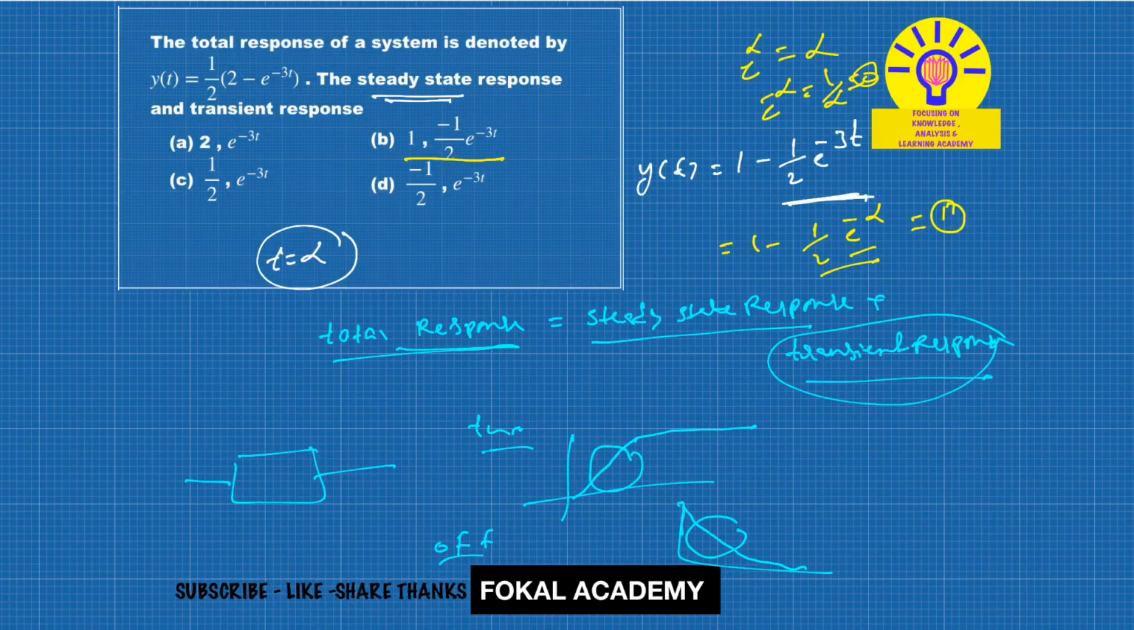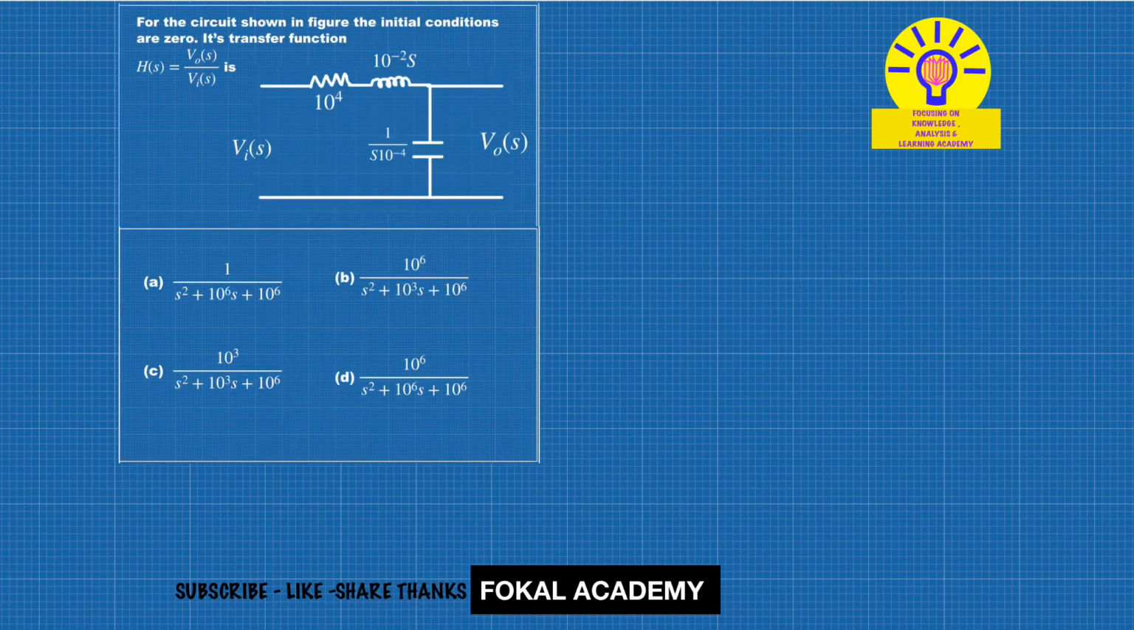Come to the next problem. See here in this problem, an RLC circuit is given. The three elements are in series. So here the initial conditions are given as 0, and what is the transfer function for this circuit? Okay, so here we observe that these three elements are in series, so the same current I is flowing. Okay, so V naught of S is taken across the capacitor and Vi of S is the input voltage.